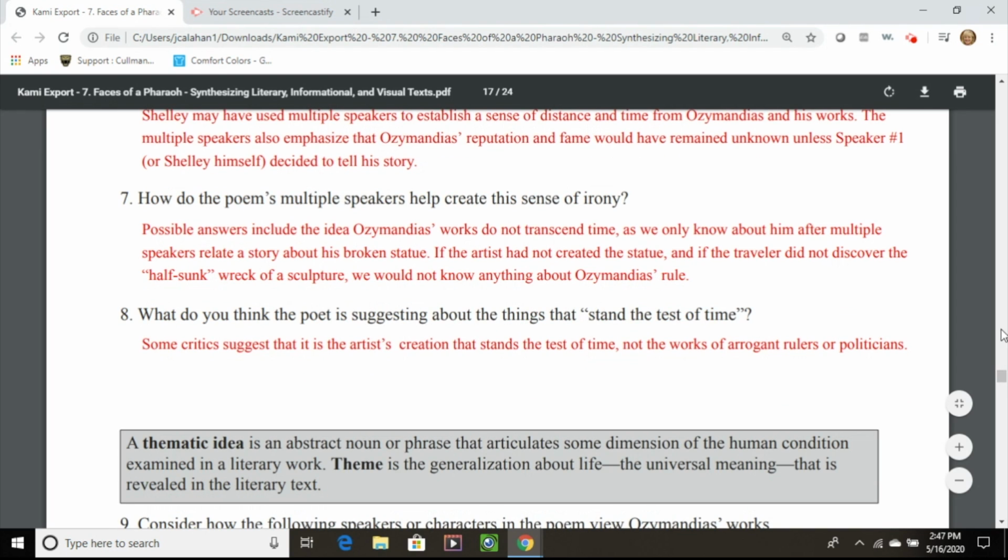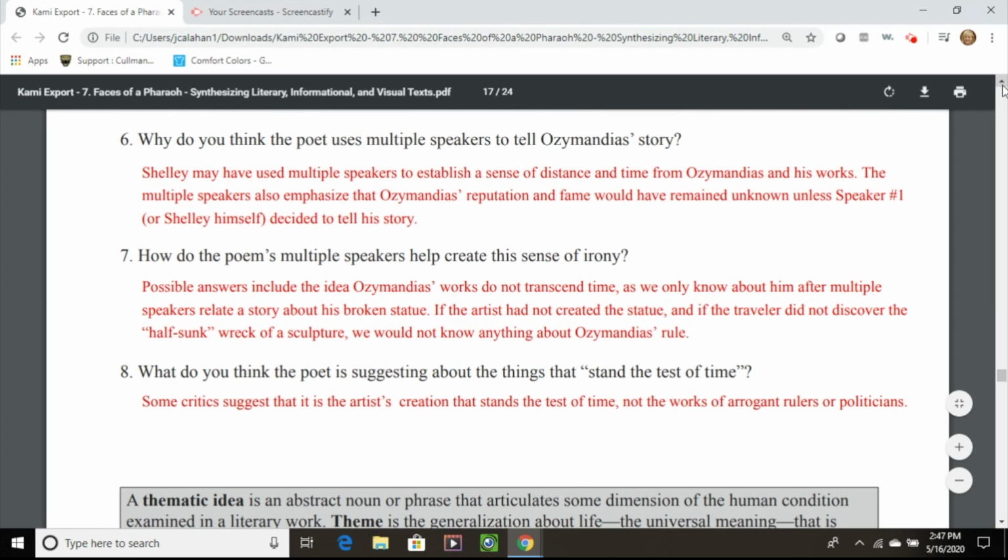And you will be asking them to continue on in their small groups with their questions about why he would use multiple speakers. One of the ideas that they might not come up with is to establish that distance from the time the sculpture was created, from the time that Ozymandias was a ruler, and then to the time when the traveler actually sees the ruins. So we want to help them understand this and what stands the test of time.